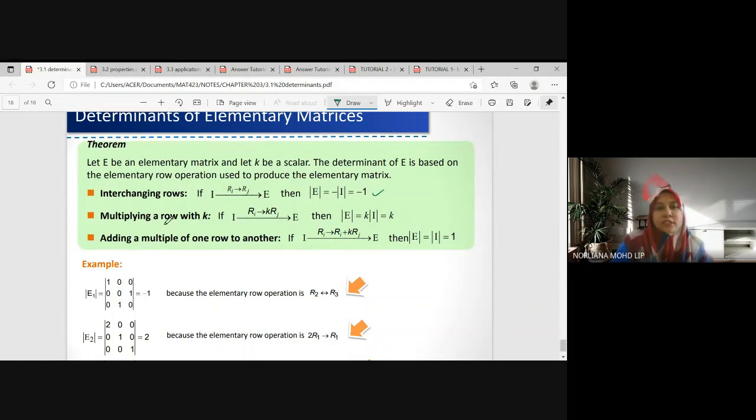Okay, if involve the multiplication of a row with scalar, for example, we have this one. 2 row 1 interchange with row 2. Then the determinant of elementary matrix is equal to this scalar. Number 3, involve the third operation, adding a multiple of one row to another row. For example, this one, 2 row 1 plus row 2 transform into row 2. So the determinant of E is equal to 1.